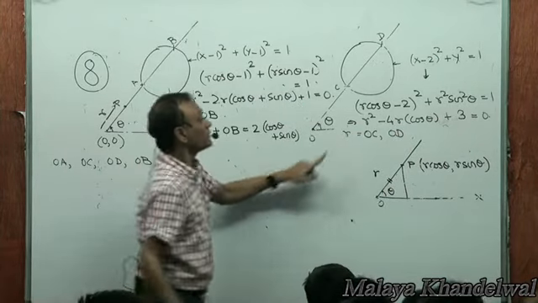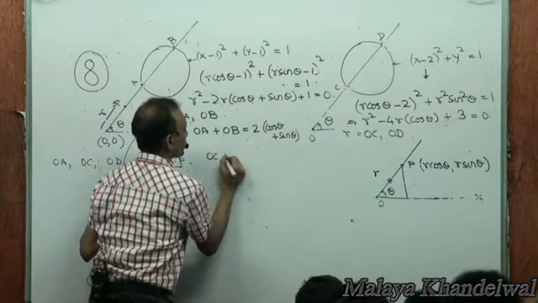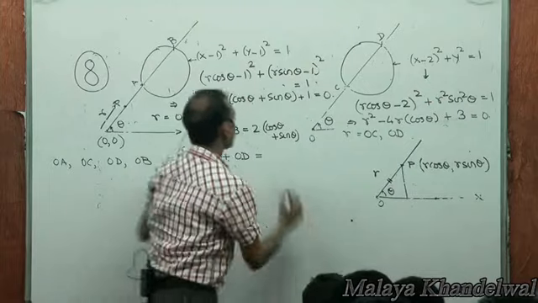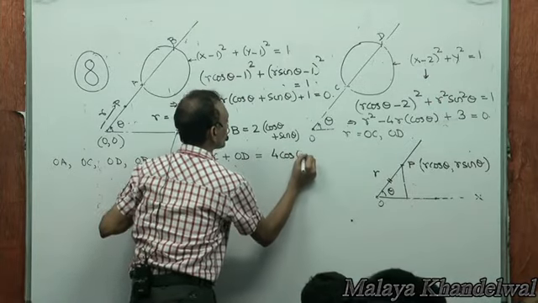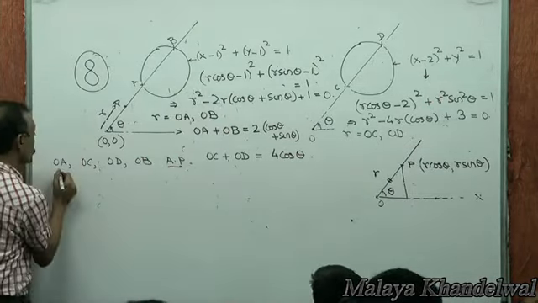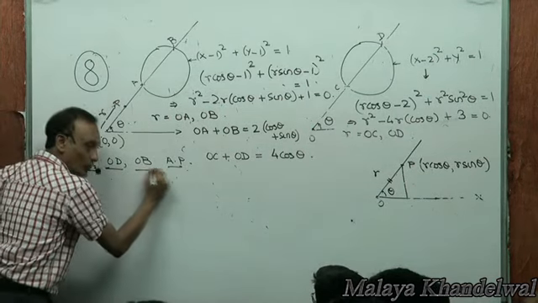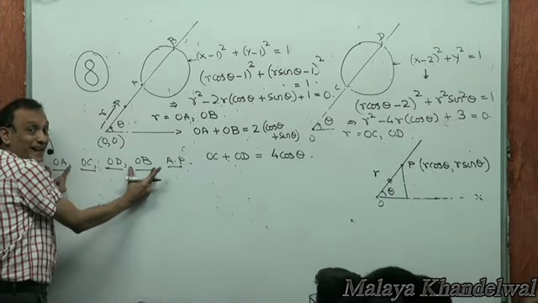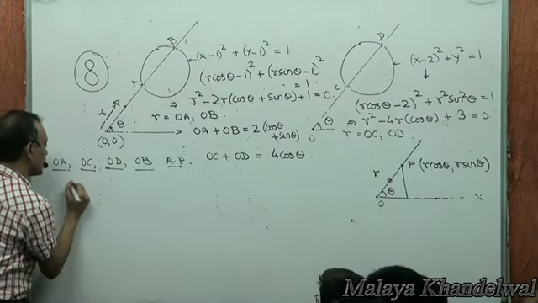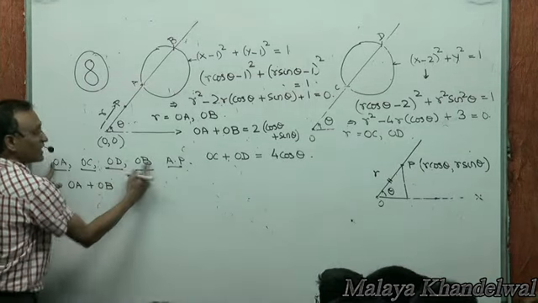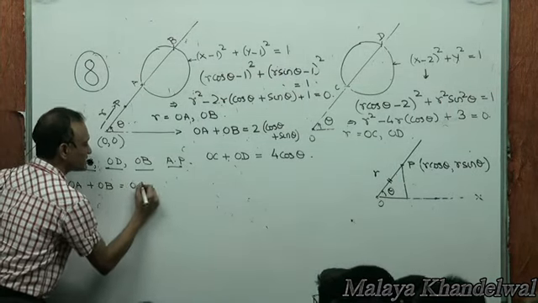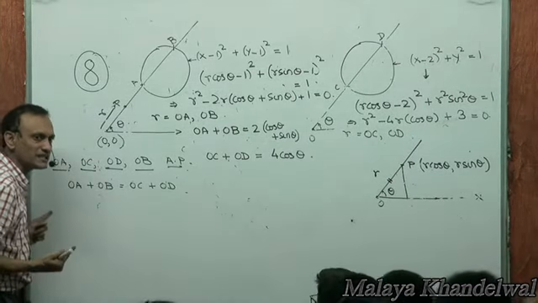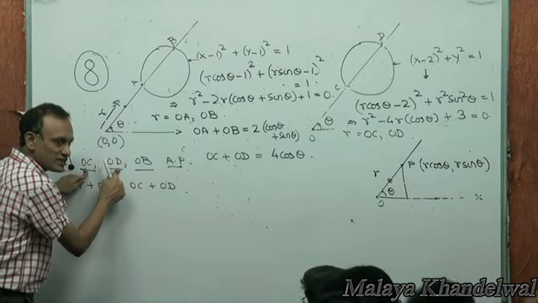Yes or no? That means OC plus OD, the sum of the roots, would be 4 cos theta. Come down to this: OA, OC, OD, OB are in AP. Sum of terms equidistant from the beginning and end is the same in an AP. That means can I not say that OA plus OB, the first and the last term, is OC plus OD? That's a property of an arithmetic progression. So OA plus OB must be equal to OC plus OD.